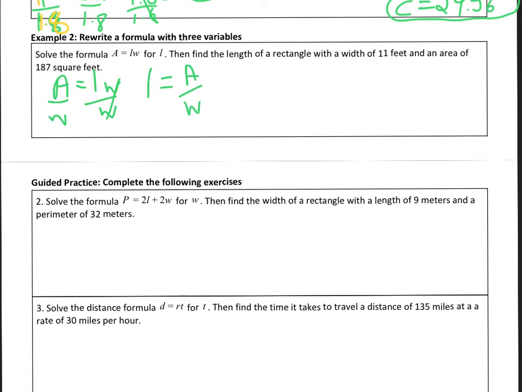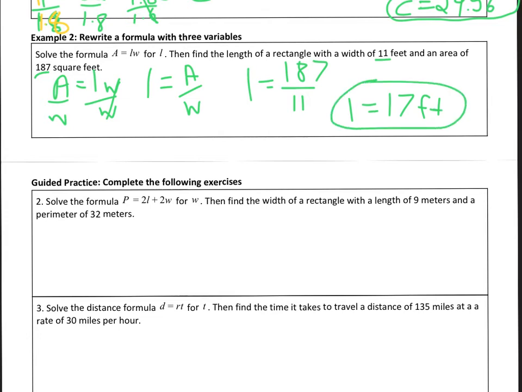Okay? And then I'm asking you to find the length of a rectangle with a width of 11 and an area of 187. So the length would just be 187 divided by 11, me plugging in for area and width. So in the very end, thinking of my units, my length is going to be 17 feet. So that one is pretty straightforward, I think. Just simple steps for those, okay?